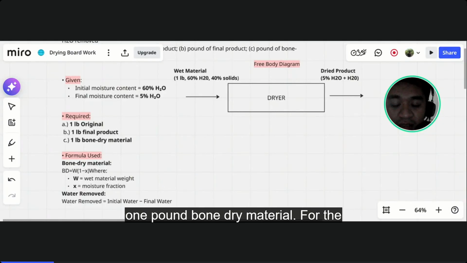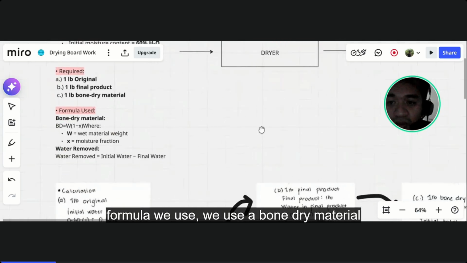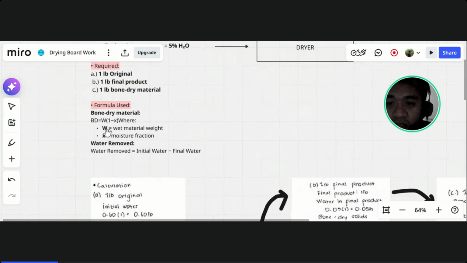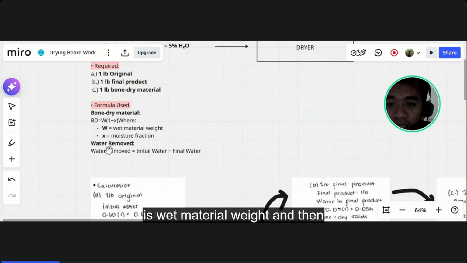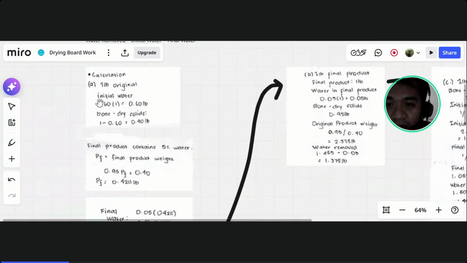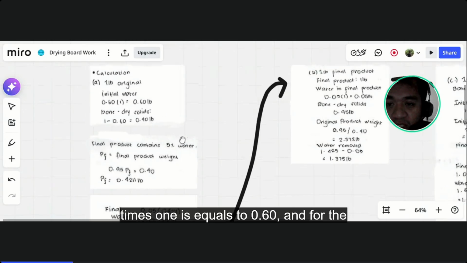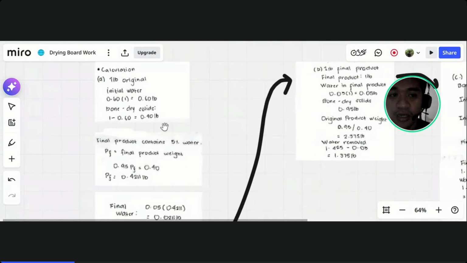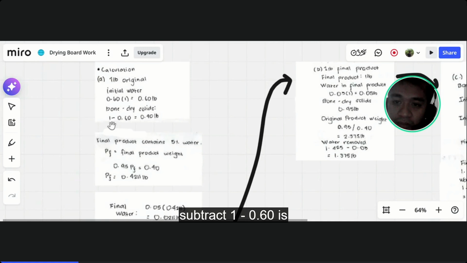For the formula, we use bone dry material, which is wet material weight times the moisture fraction, where water removed equals initial minus final water. For the calculation, part A, 1 pound original, initial water is 0.60 times 1, which equals 0.60. For the bone dry solids, we subtract 1 minus 0.60, resulting in 0.40.